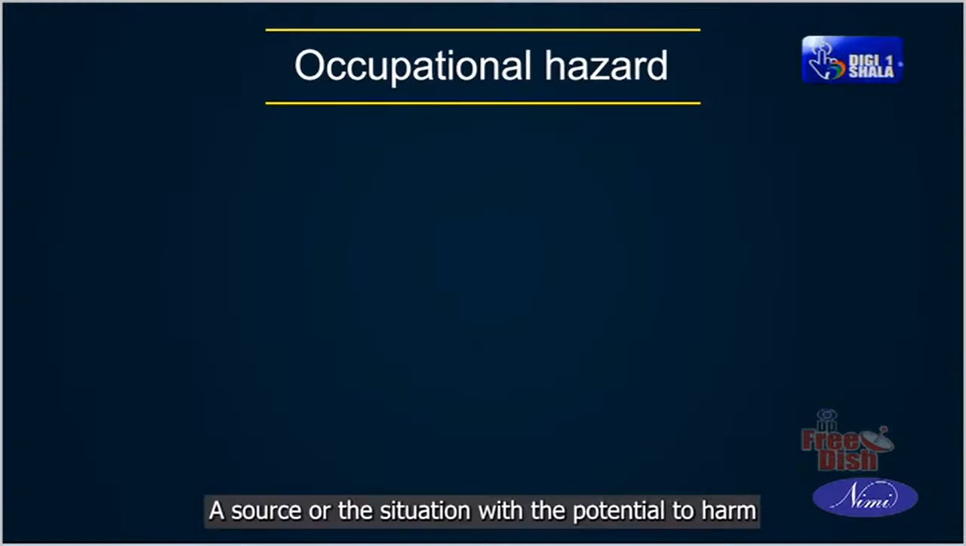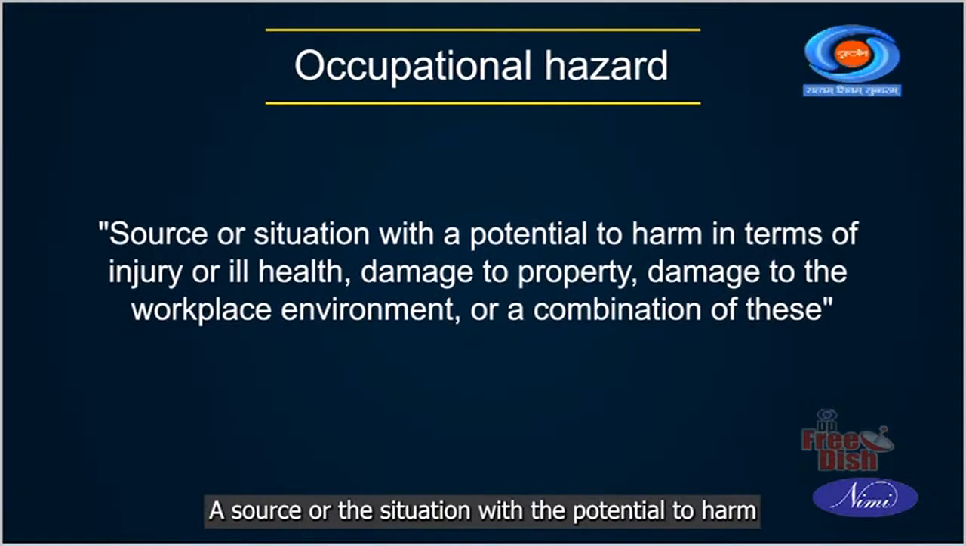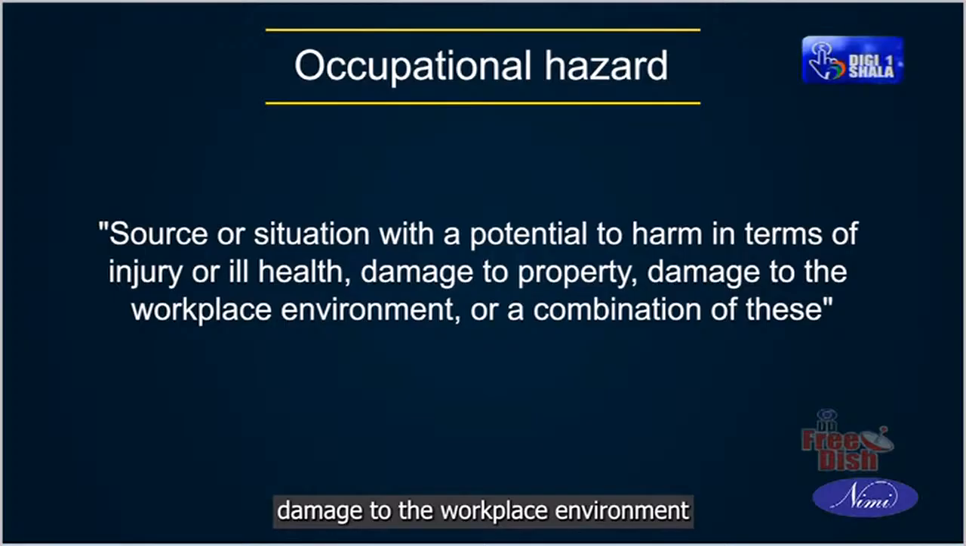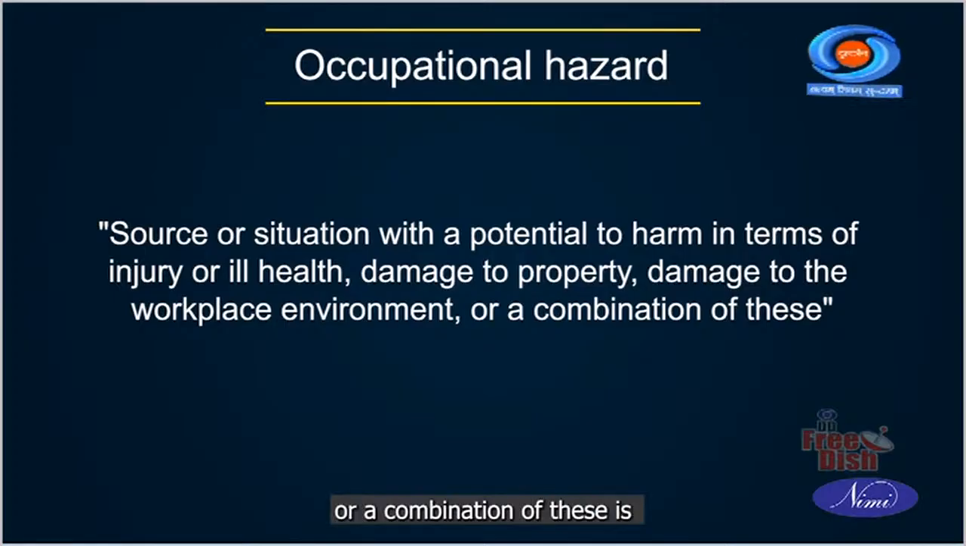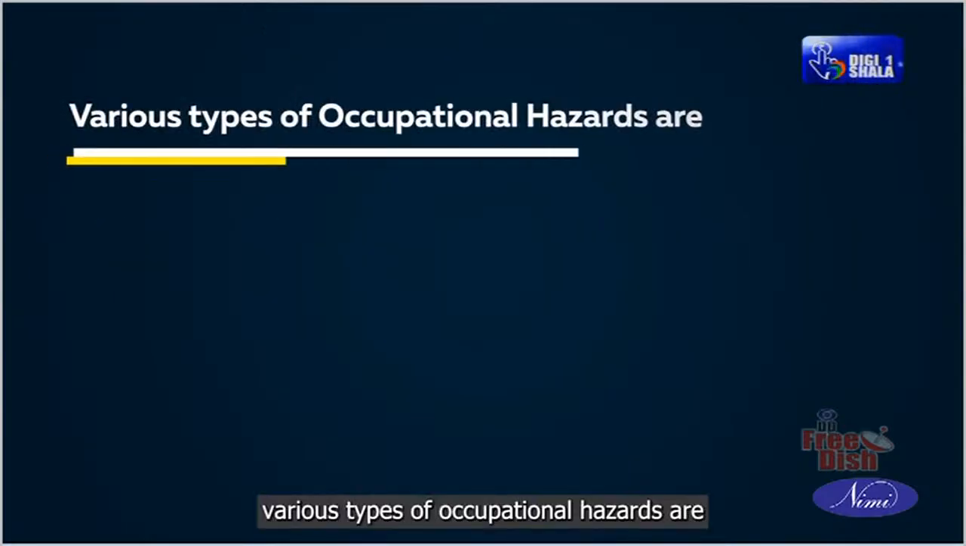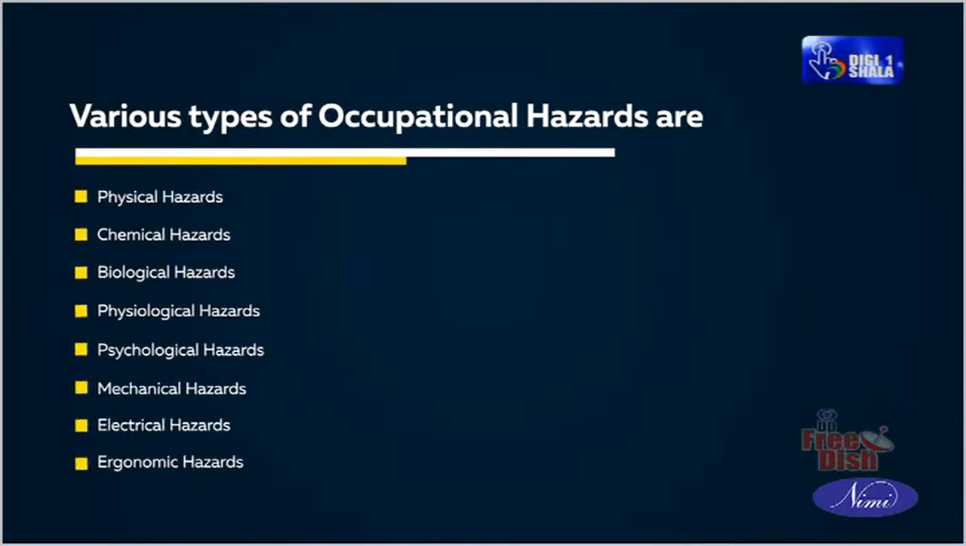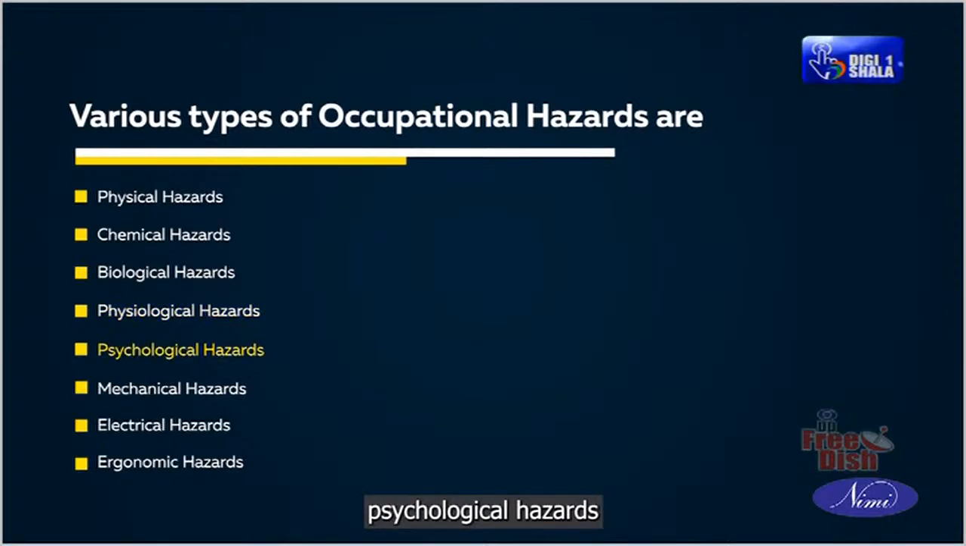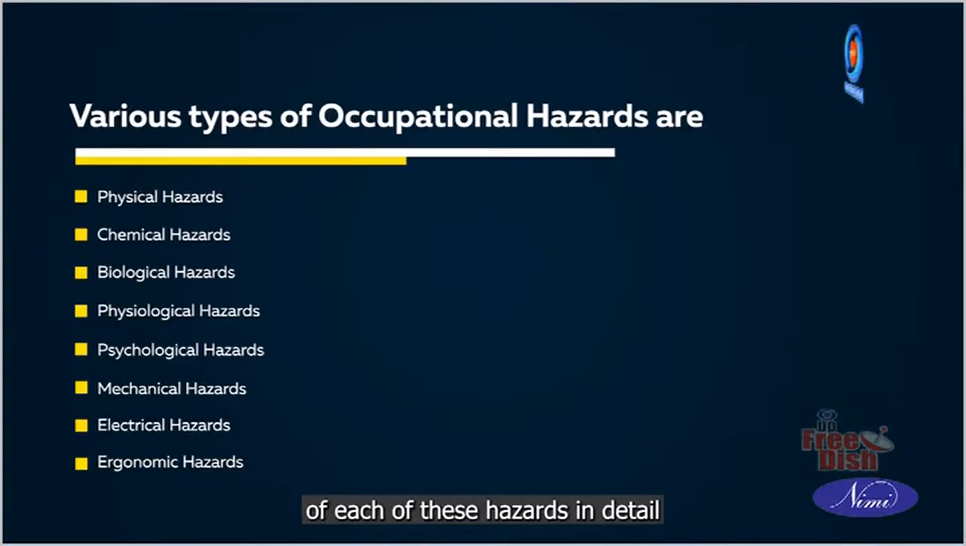Occupational hazard. A source or a situation with the potential to harm in terms of injury or ill health, damage to property, damage to the workplace environment, or a combination of these is termed as occupational hazard. Various types of occupational hazards are physical hazards, chemical hazards, biological hazards, physiological hazards, psychological hazards, mechanical hazards, electrical hazards, ergonomic hazards. Let us now look into what comprises each of these hazards in detail.